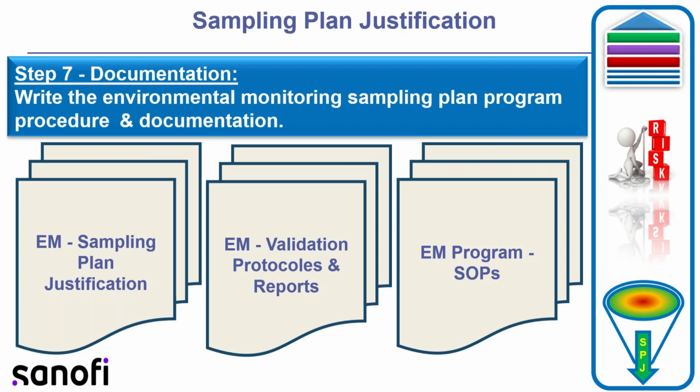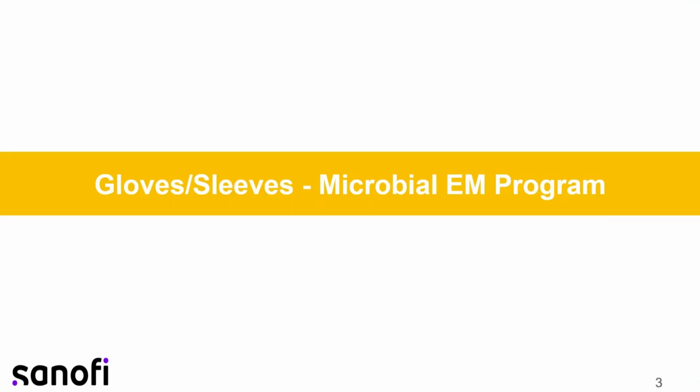And now step 7 is the documentation. You will write the environmental monitoring sampling plan program procedure and documentation, including environmental monitoring sampling plan justification, environmental monitoring validation protocol and reports, and environmental monitoring program procedure.